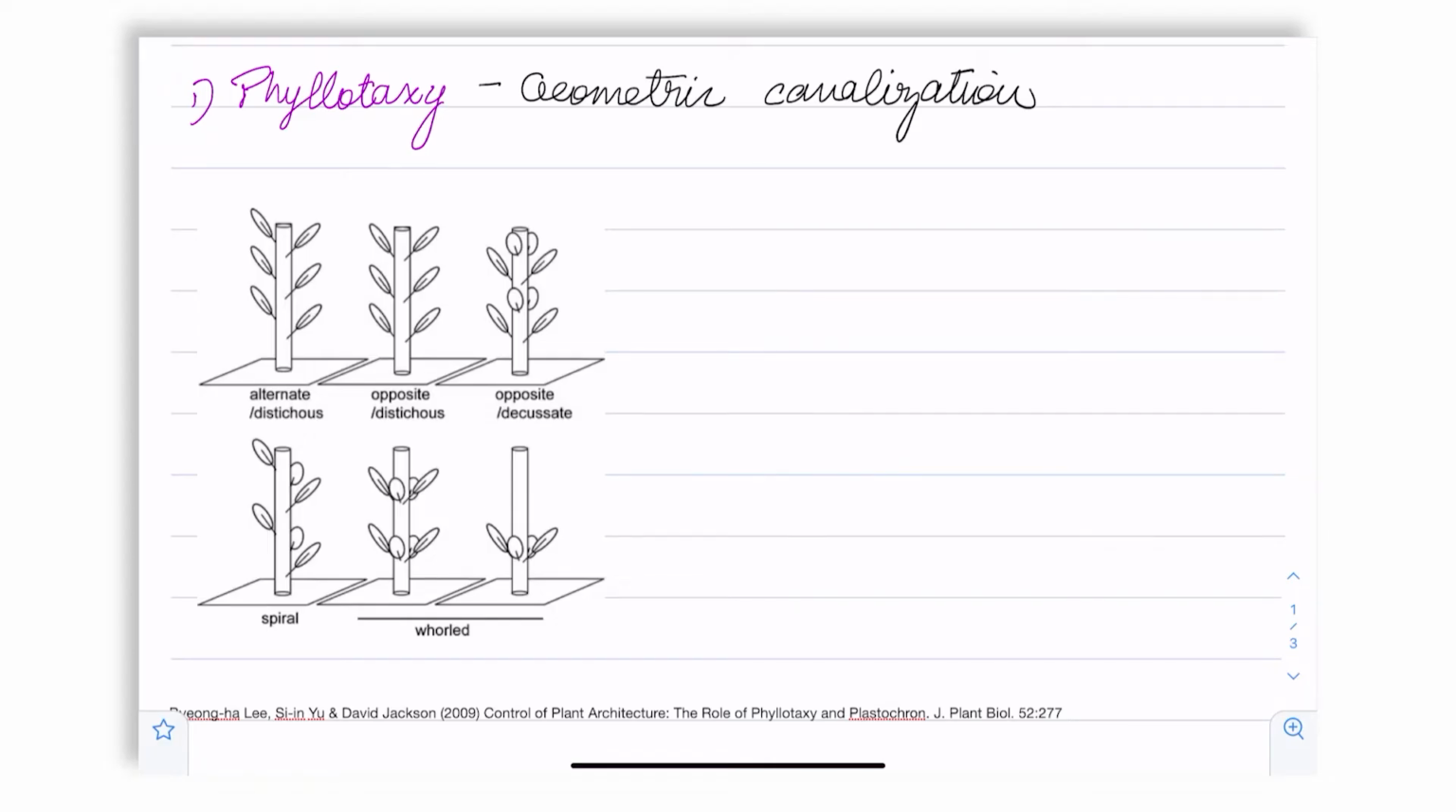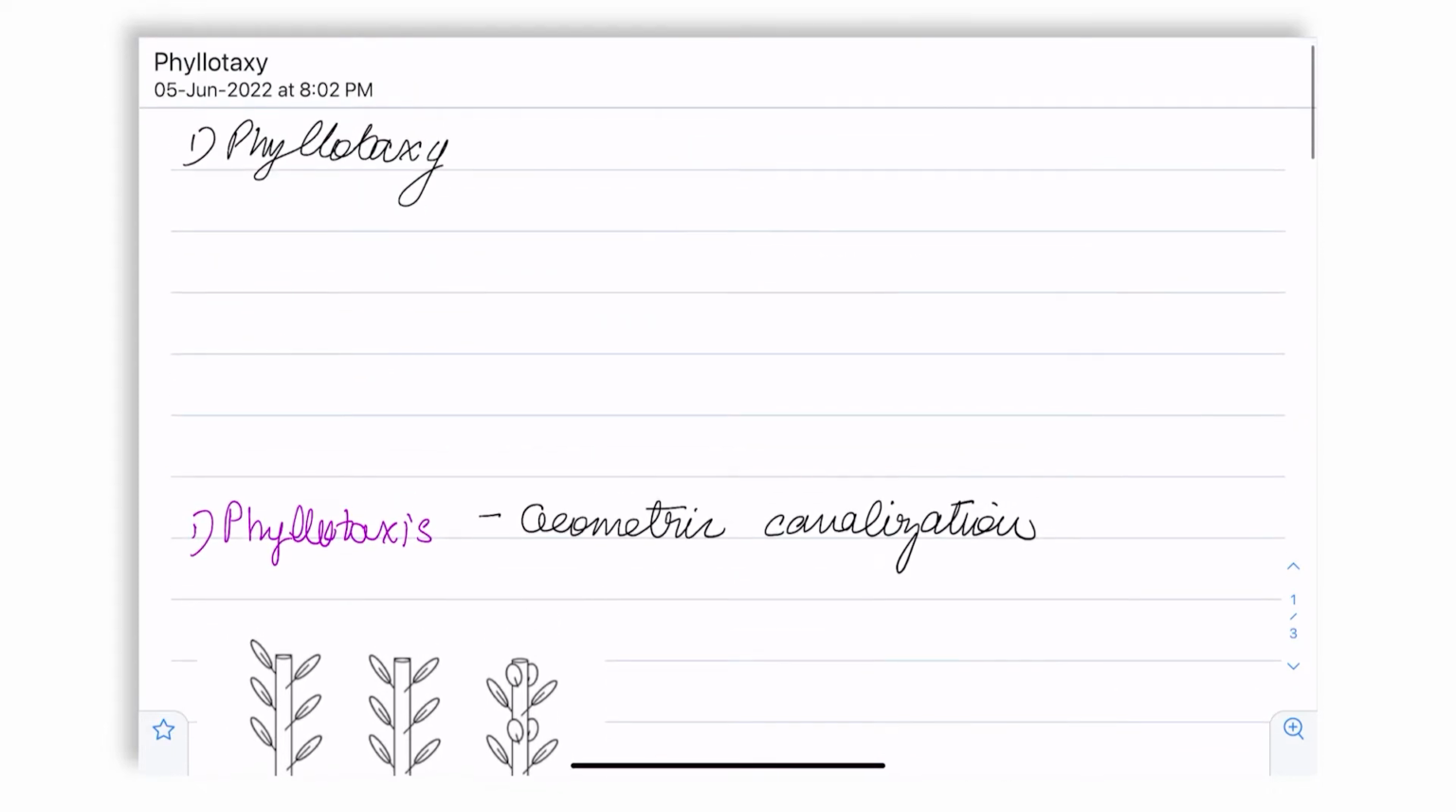Hi, in this section, we are going to discuss a fascinating problem in pattern formation and development called phyllotaxy, or perhaps better written as phyllotaxis. You will probably, some of you, be aware of the fact that phyllotaxis is something that shows up in plants.